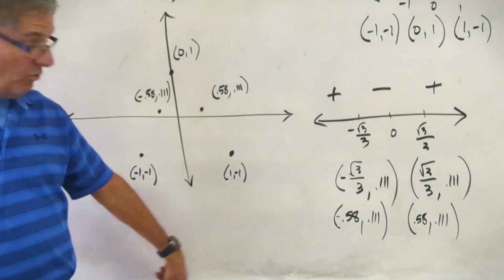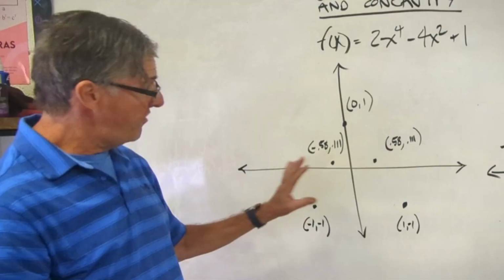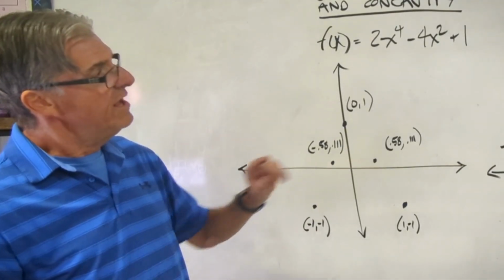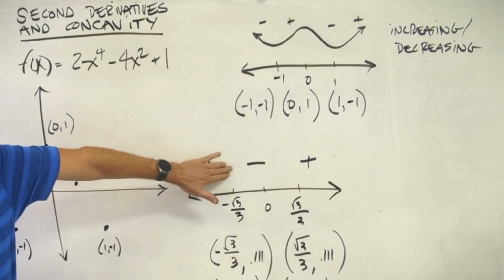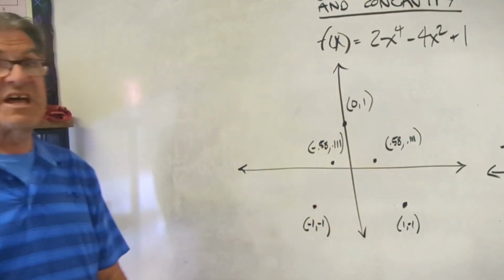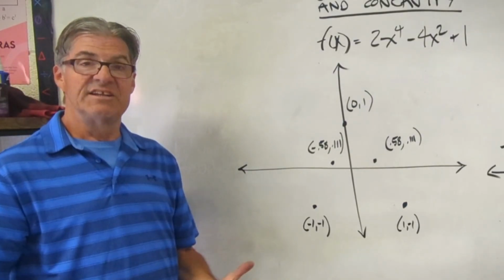So now what I want you to do is, once you get that in your notes, pause the video and take a look at where it's increasing, decreasing, and where it's concave up and concave down, and go ahead and connect those lines in a good graph. Okay, let's see how you did.